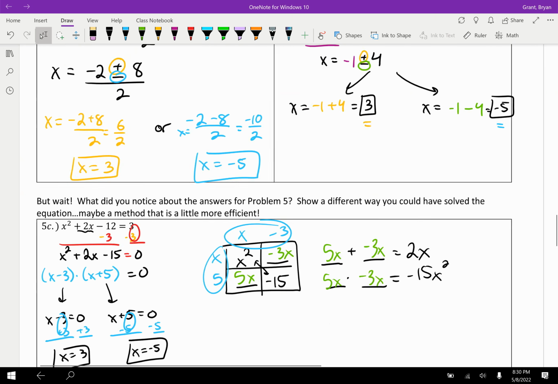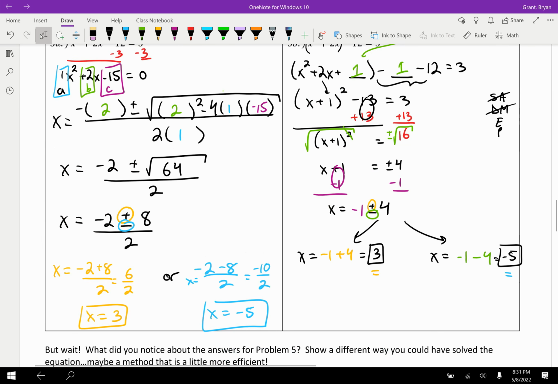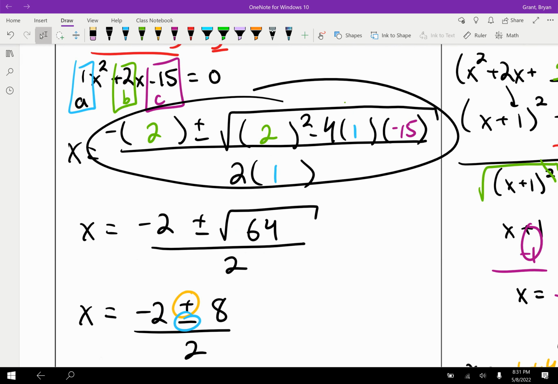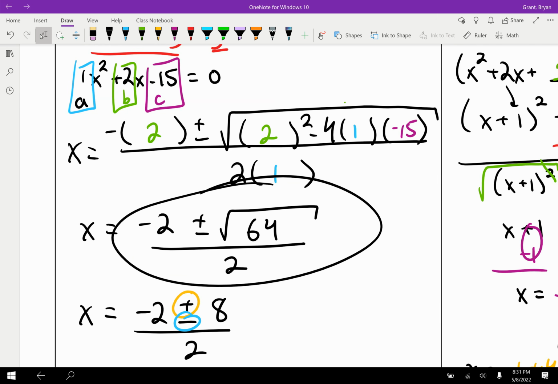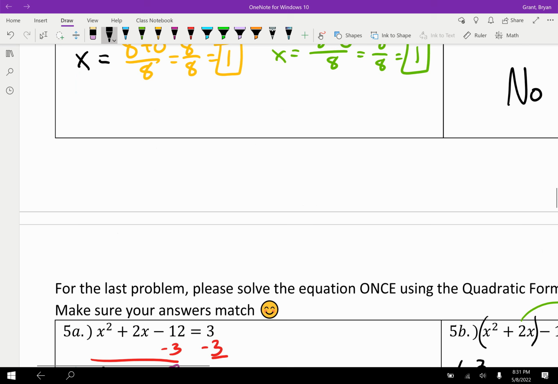So let's conclude class today, easy for me to say, with what causes the quadratic formula to have, quote, nice integer answers. That really means we're going to check to see how we know when to use the box. So what part of the quadratic formula do you all think made the quadratic equation have nice integer answers? If we look back up here, what part out of all of this caused us to have nice answers instead of gross decimals? And hopefully you focused in on this square root of 64 right here.